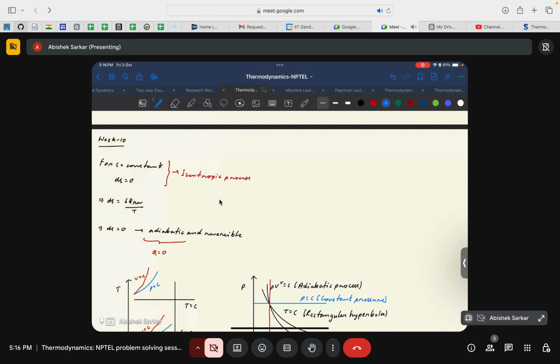Welcome back again to week 10 of the problem solving session for the thermodynamics course. Again, we'll be discussing entropy and the second law of thermodynamics. We'll continue to discuss entropy and the second law of thermodynamics like the previous sessions. To just give an idea of what we'll be doing today.